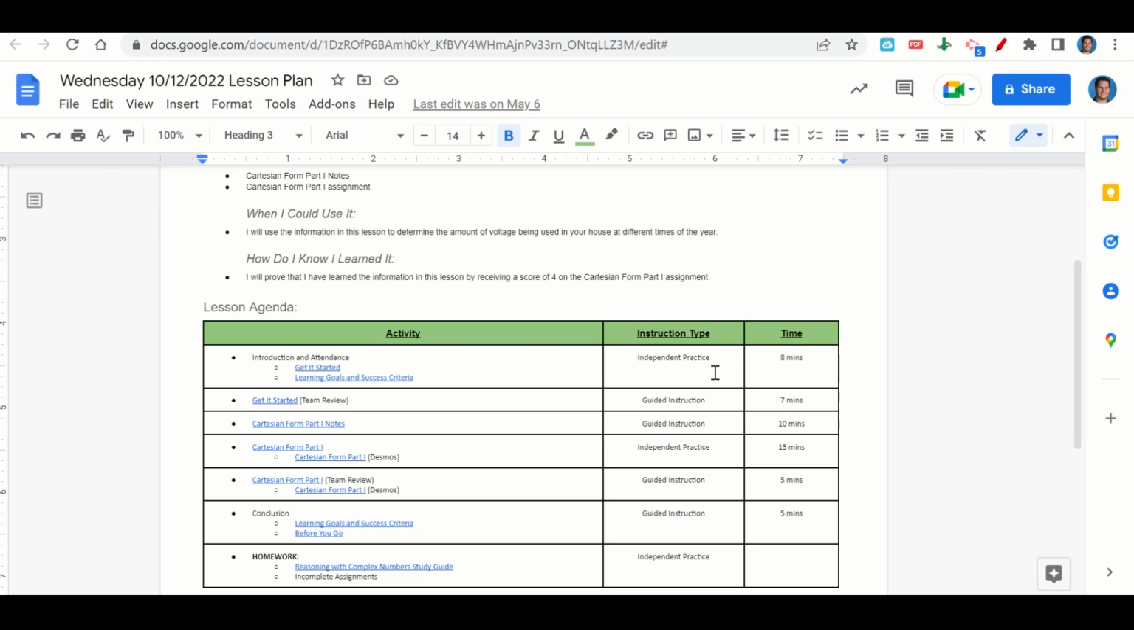Once you've completed the assignment, we'll go over it together and answer any questions that you may have. At the end of class, we'll go back over our learning goals and success criteria while you fill out your Before You Go. Your only homework for tonight is to continue working on the Reasoning with Complex Numbers study guide and any incomplete assignments that you may have.